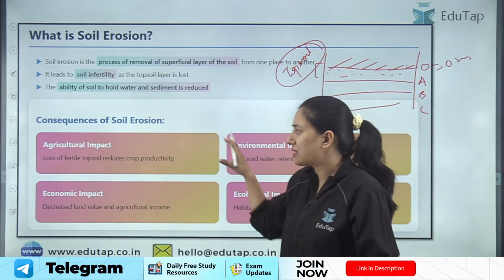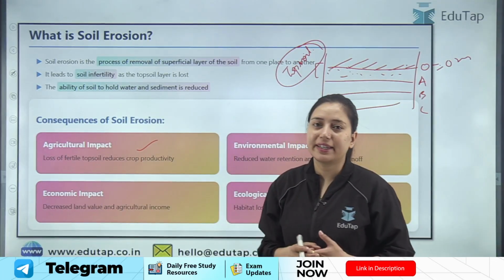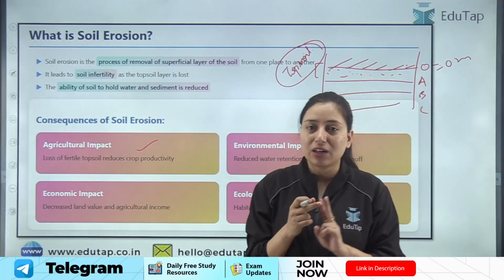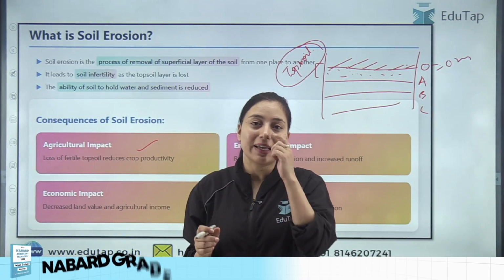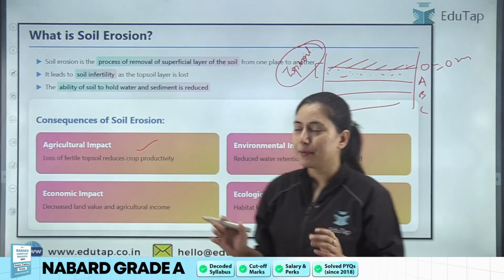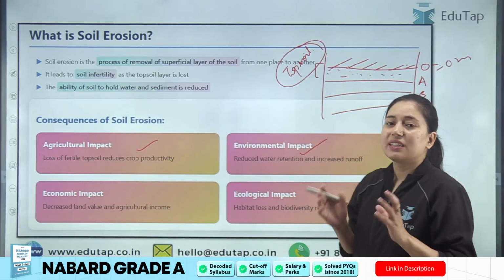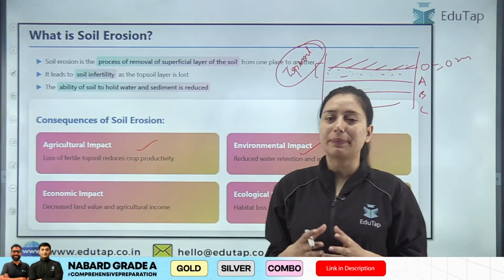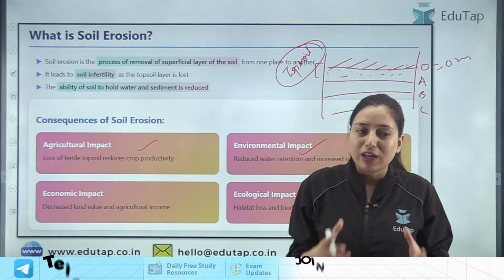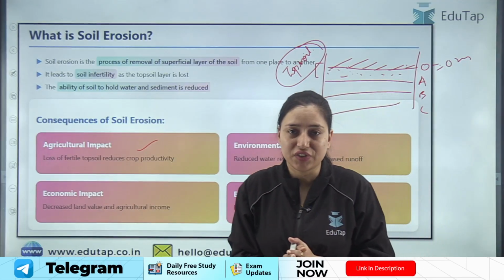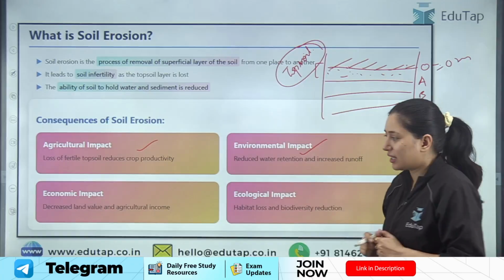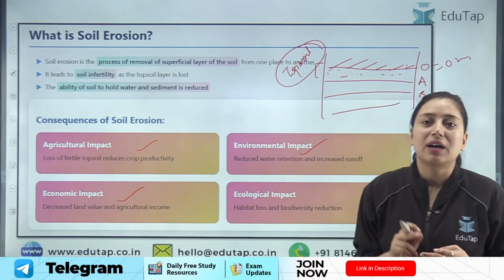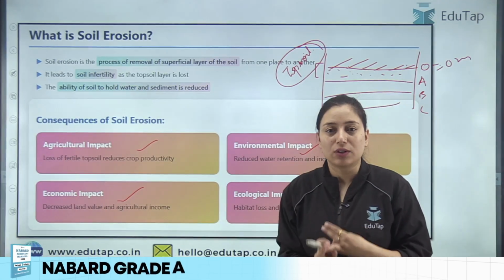Now let us understand the different consequences of soil erosion in detail. First, the agricultural impact: we are left with infertile soil, our crop productivity will decrease, and hence it will impact overall agriculture production, right? Next, we have the environmental impact. Due to soil erosion, the water holding capacity of soil also decreases, and the soil does not have enough water to sustain the vegetation, and that leads to different environmental impacts. Then we have the economic impact. When agriculture productivity is reduced, farmers' income will reduce, and that will impact the economy, right?